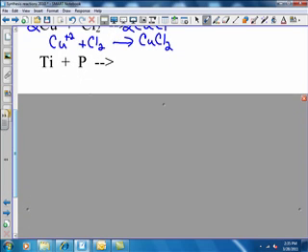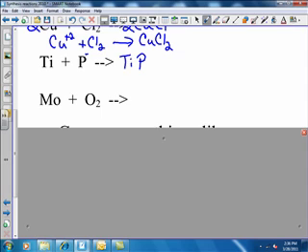Okay, so if I go to Ti plus phosphorus, Ti again has multiple charges, and one of its charges happens to be the +3, and I know phosphorus can be -3. So if this is the +3, then this just becomes, oops, I was thinking tip in my head, so that's what I wrote. This becomes TiP.